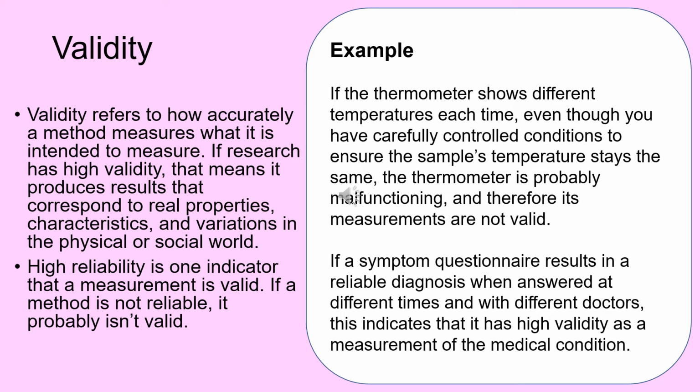Here are two examples. If the thermometer shows different temperatures each time, even though you have carefully controlled conditions to ensure the same sample's temperature stays the same, the thermometer is probably malfunctioning, and therefore its measurements are not valid. However, if a symptom questionnaire results in a reliable diagnosis when answered at different times and with different doctors, this indicates that it has high validity as a measurement of the medical condition.